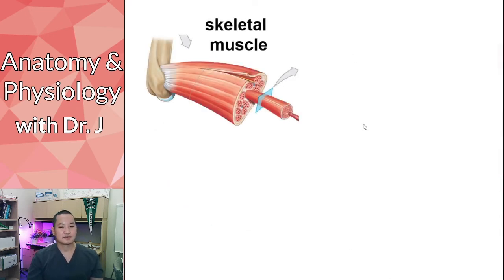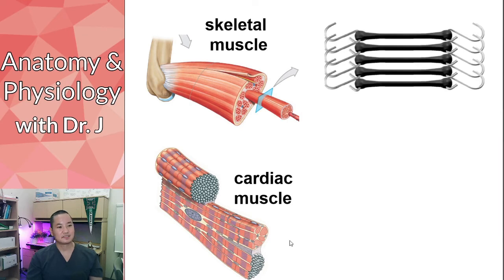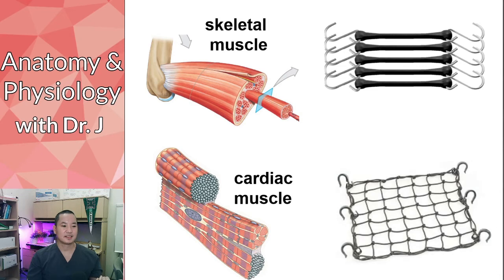Now, let's compare with skeletal muscle, which we covered last semester. So we have skeletal muscle and cardiac muscle. Yes, the heart is one muscle. I like to draw an analogy. Here we have a bunch of bungee cords that are individual, and cardiac muscle is more like a network. Because in skeletal muscle, the individual myofibers are parallel and form the fascicles, but they're not weaving into each other like cardiac muscle does.